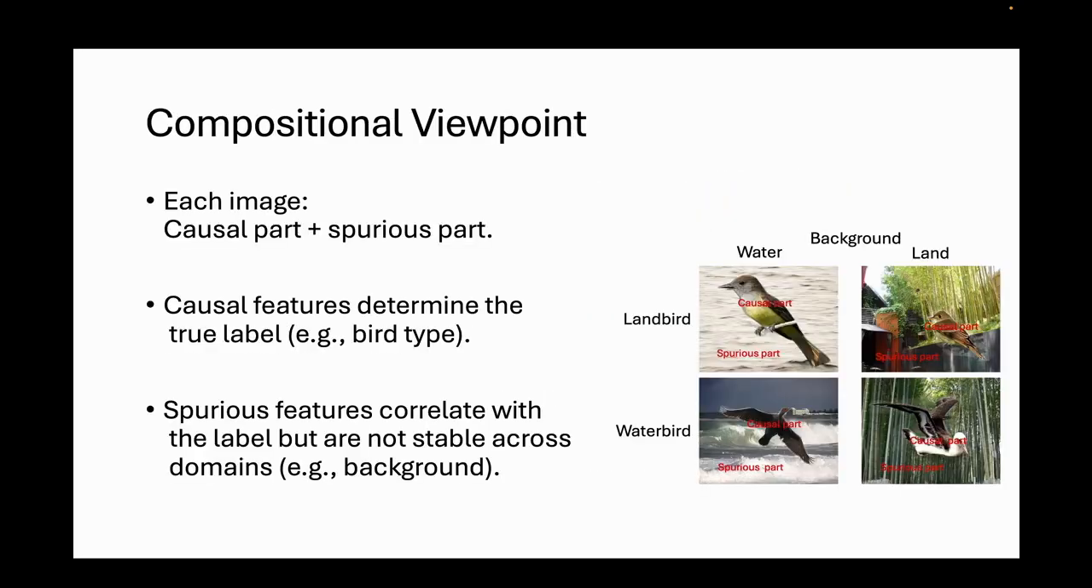From a compositional perspective, each image has two components. Causal part, which determines the true label. For example, in the Waterbirds dataset, the part of the image which contains the bird is the causal part, and the spurious part correlates with the label, but it's not stable across domains, which is the background in our example.